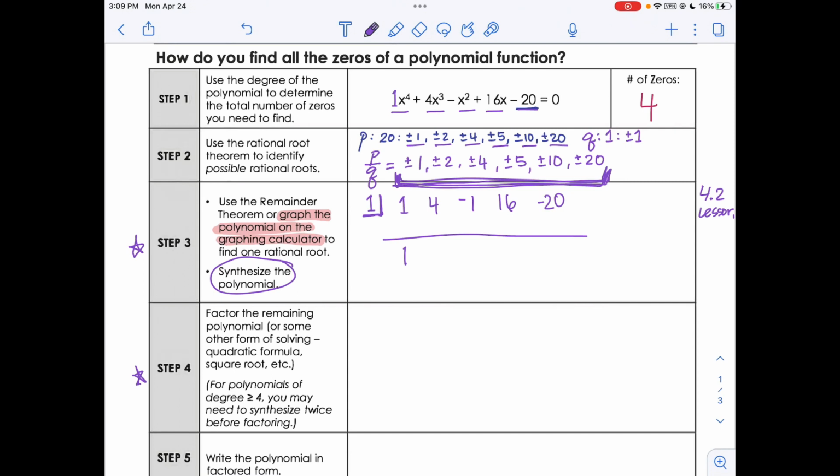We're going to bring down the 1. 1 times 1 is 1. Add those 2 and get 5. 5 times 1 is 5. Add those 2, we get 4. 4 times 1 is 4. Add those 2, we get 20. And then positive 20 is what we get when we multiply them.